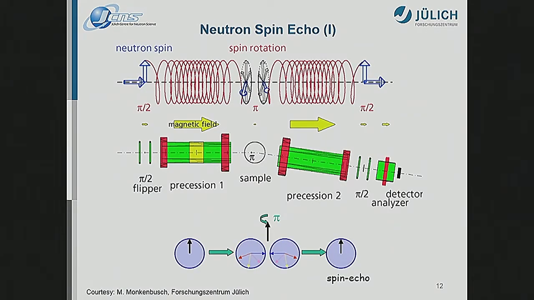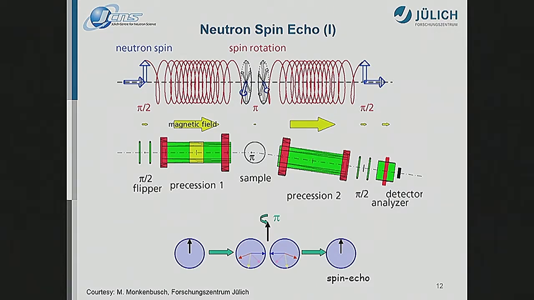So I guess we're ready to talk about spin echo. Using all those devices to manipulate the spin, and the fact that the neutron spin does precess in a magnetic field, the general outline of what we call a classic IN11 type spin echo is that we have two precession zones, two big coils around the sample. At the entrance, neutrons are polarized along the beam, and then we have the pi half flipper that flips them 90 degrees up, and it starts the clock, starts the precession.